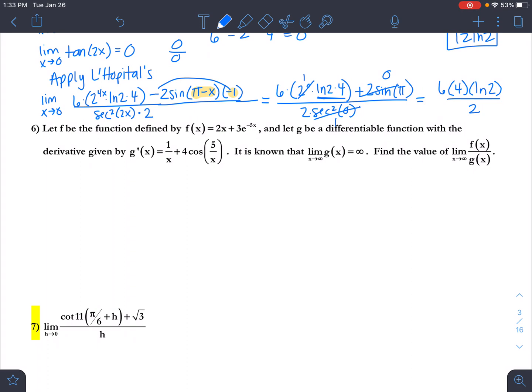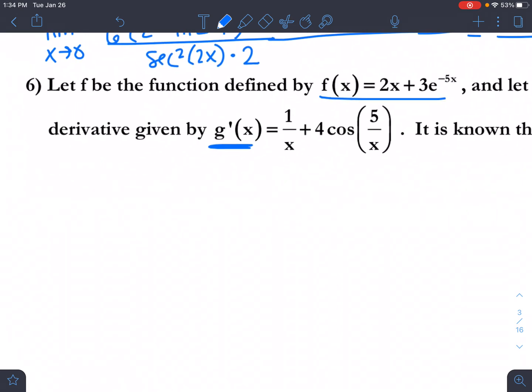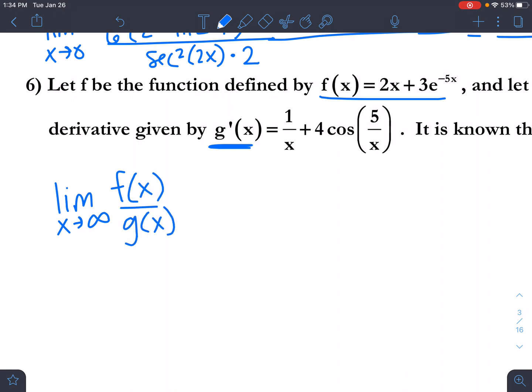So take a look. Okay, it says here is f of x. Let g of x be differentiable. It gives you g prime. We also know the limit of g of x is infinity. So we want to find this limit of the fraction. So we want to find the limit as x approaches infinity of f of x over g of x.